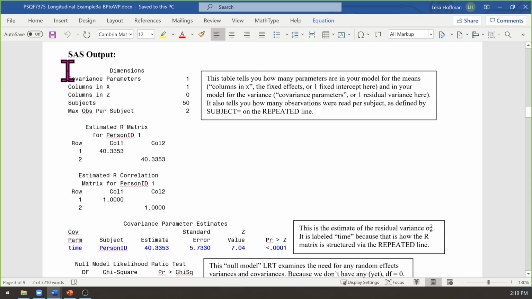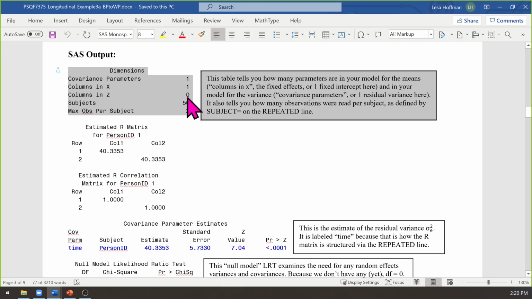The first thing that SAS is going to tell you is how it understands your data structure to be. Check this first, because if SAS read your data incorrectly, game over. That's step 1. The number of covariance parameters is the number of terms in your model for the variance. Right now we have E. It has a variance, and that's what the 1 is. Columns in X is the number of fixed effects. We have 1, a fixed intercept.